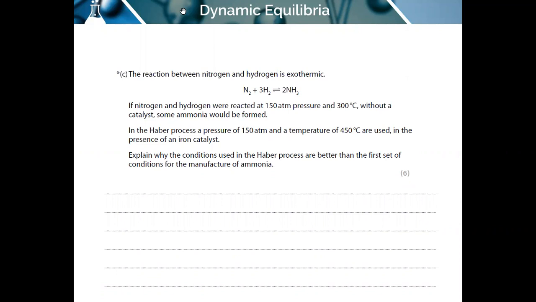So catalyst, pressure, and temperature. Yes, catalyst, pressure, and temperature. So what is the effect of it and why are we choosing it, right? What is the effect of 400 degrees centigrade and why are we choosing it? You have to justify it too.